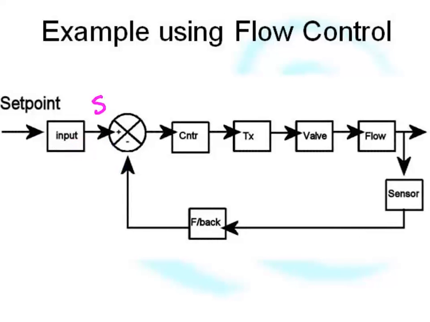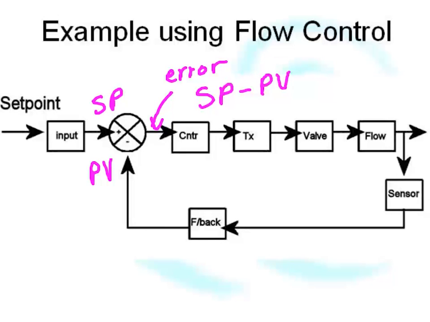This is a summation block, and what we do here is we take the set point. Let me just write that in. Set point, and we compare the set point to the feedback, which is of course the process variable being fed back, and we create an output just here, which we call the error. Now the error is set point minus process variable. That's what the summation block is doing. It's creating an error which is set point minus the process variable.